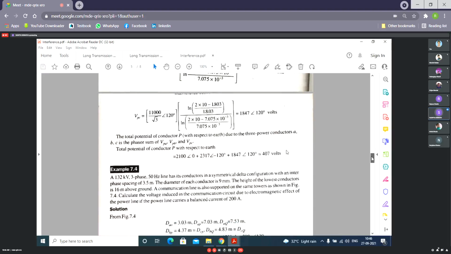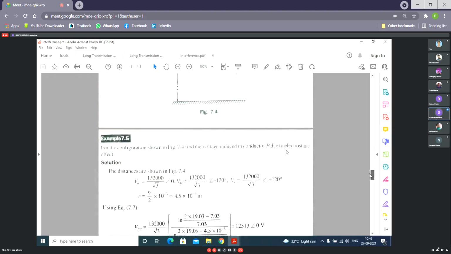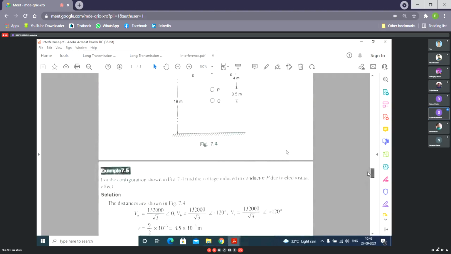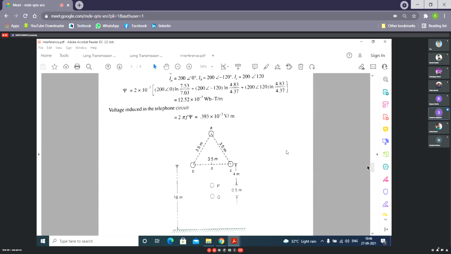Next, another problem, I think this is the last problem. Another problem is the same. This problem is shown. The configuration is like this. These P and Q are arranged vertically. But the way of solving will be exactly the same. Only the difference will be you have to find the different distances.